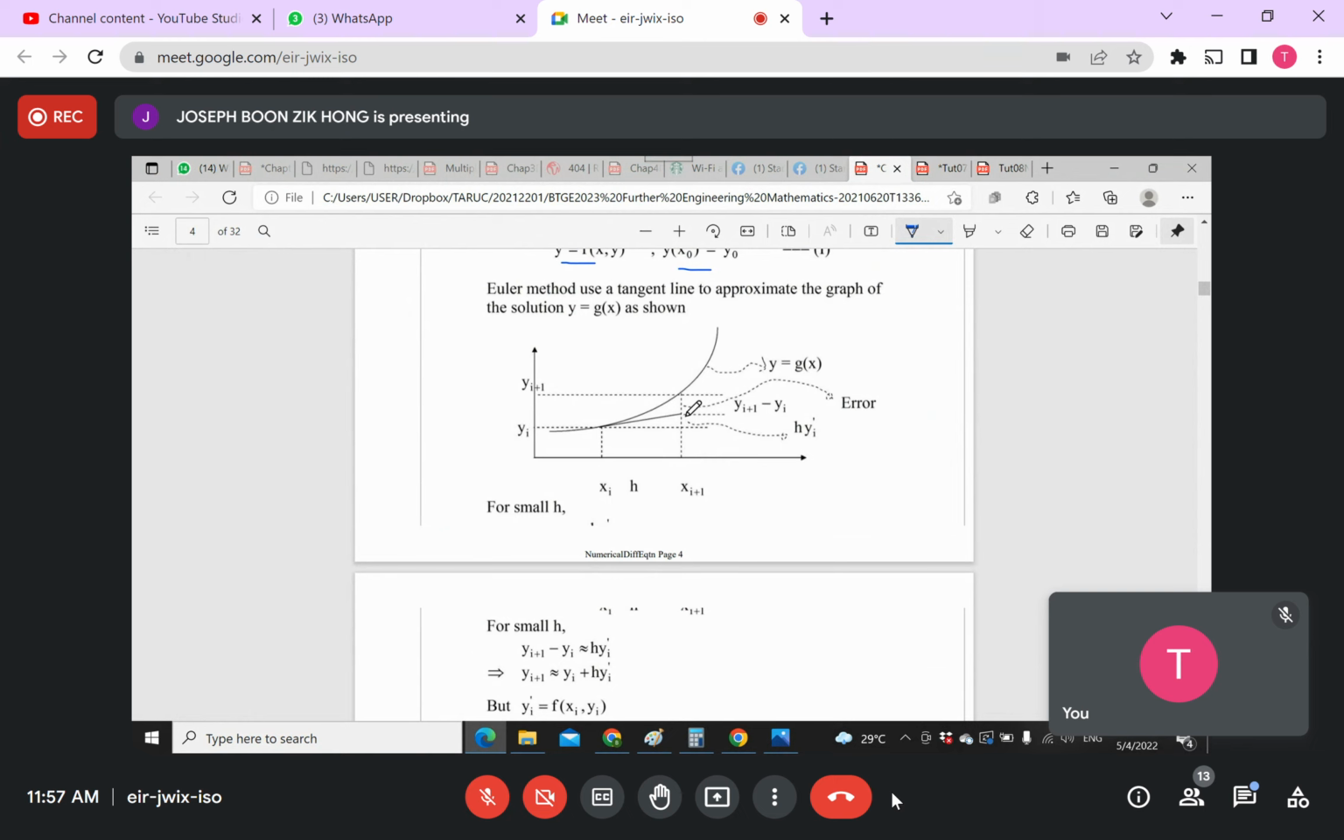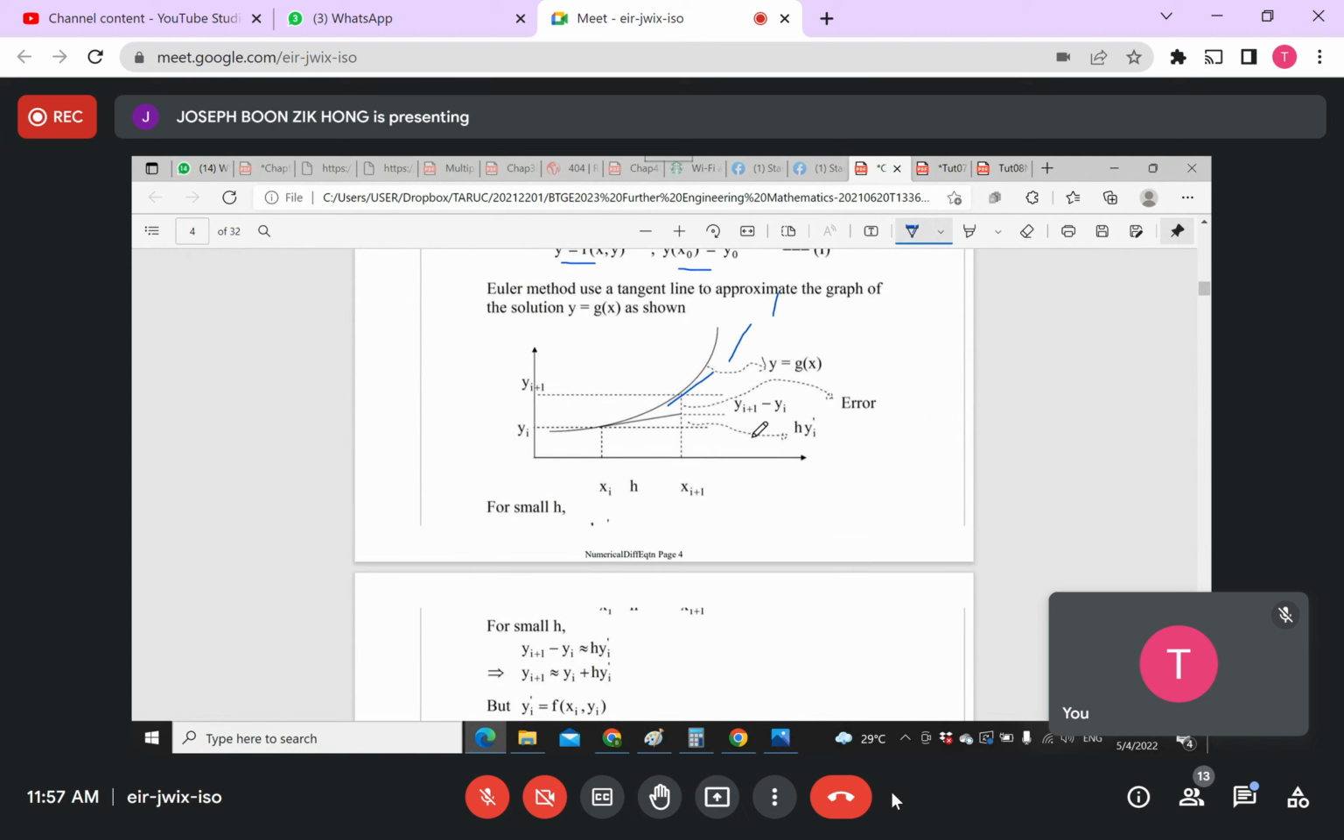Okay, we use a tangent line in order to approximate the next step. If we have a curve like this, we keep drawing the tangent line and find the gradient of the tangent line. For every curve, at every point, there must be some tangent, and what we want to do is find the tangent. Then, by using the tangent, we approximate the point.